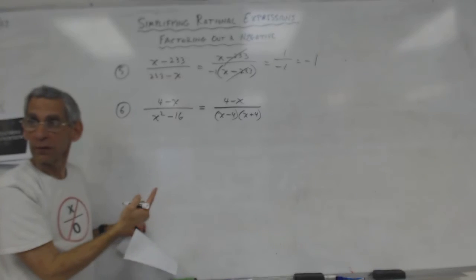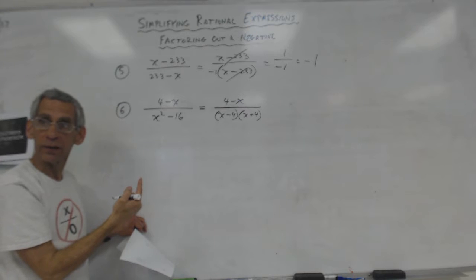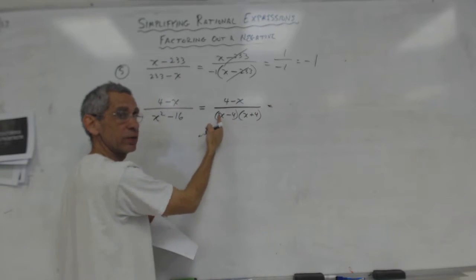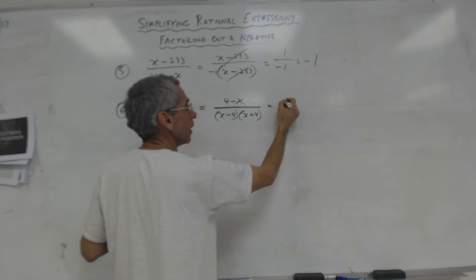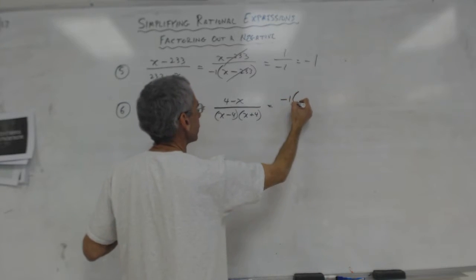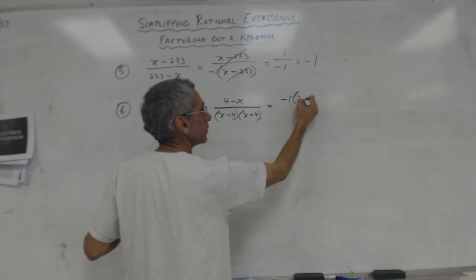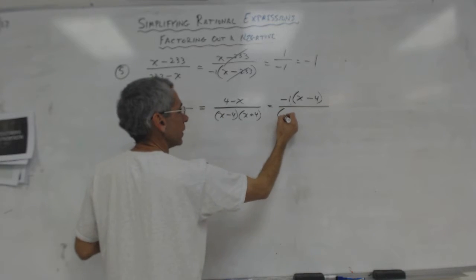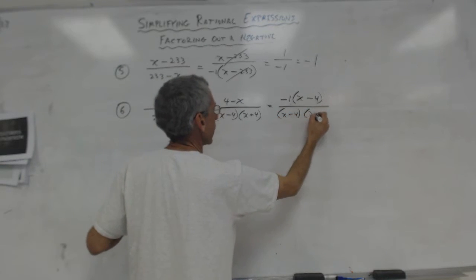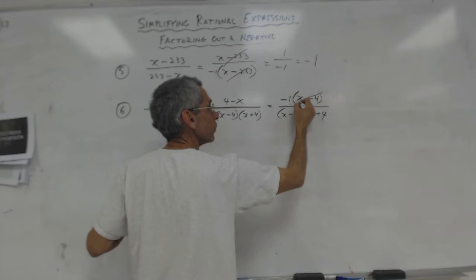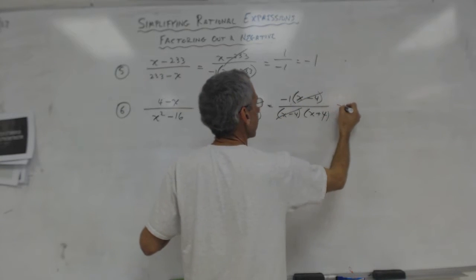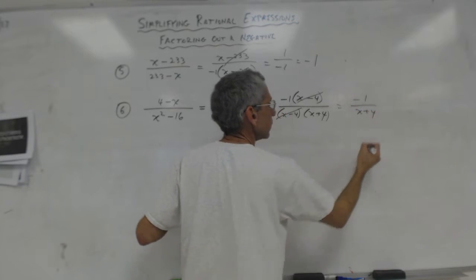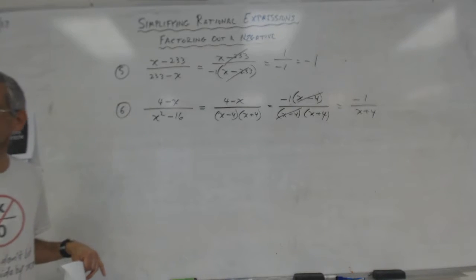You can do the negative 1. So for the upstairs, I'm going to do the negative 1 parenthesis, the negative x becomes positive x, the positive 4 becomes negative 4, all over x minus 4 times x plus 4. And the x minus 4s can cross out. So my final answer is negative 1 over x plus 4. Right? You see it?